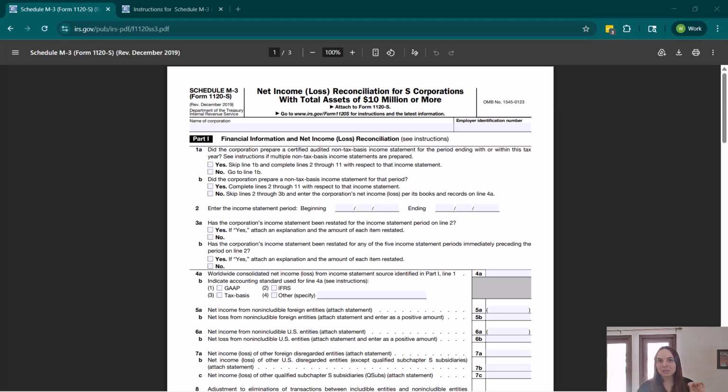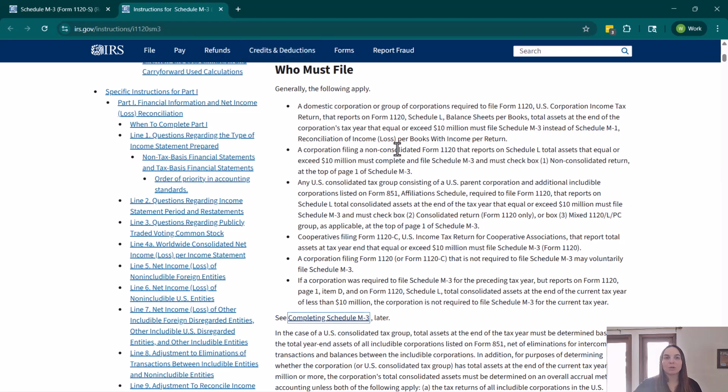If your total assets on that balance sheet are $10 million or more, Schedule M-3 is probably going to come into play. Not only do we have Schedule L, which shows our total assets, your total assets also live in a box in the upper right-hand corner of your tax return. Schedule L should match that box, but if it's $10 million or more, you probably need to file Schedule M-3. I'm going to show you the instructions here to show you who must file.